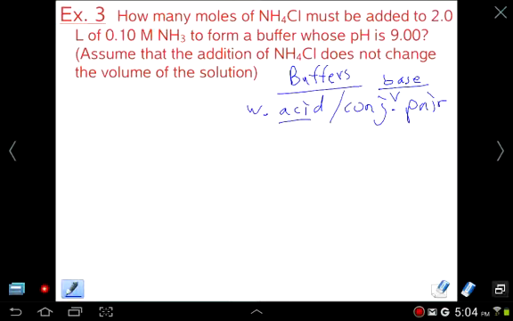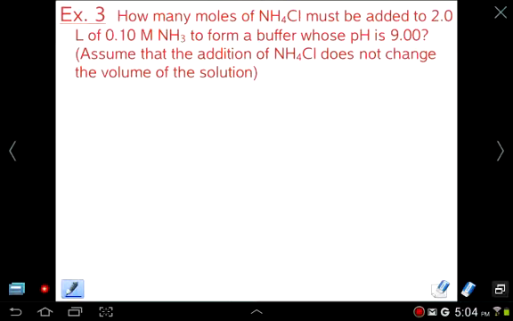So here we're asked how many moles of NH4Cl must be added to 2 liters of 0.10 molar NH3 to form a buffer whose pH is 9. What this requires us to do is use the buffer equation and solve for one of the mole values. Recall that the buffer equation takes this form: pH is pKa plus log of base over acid.